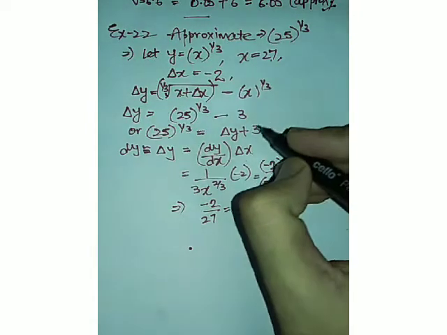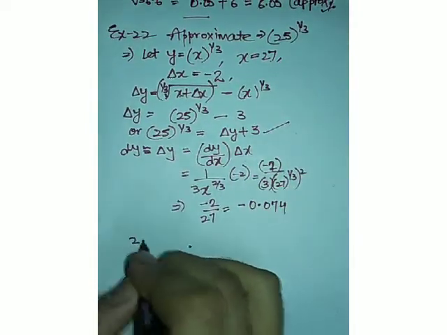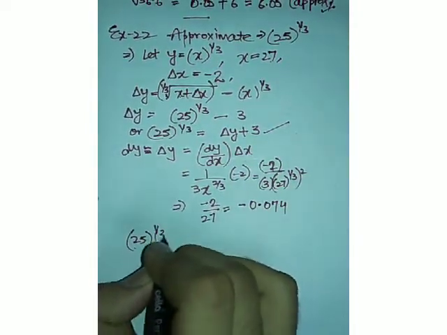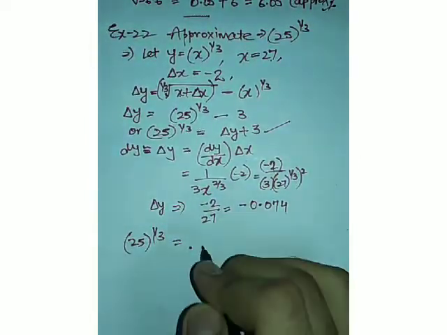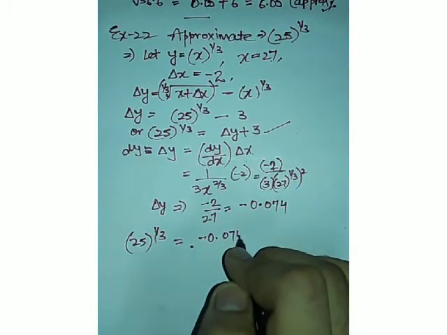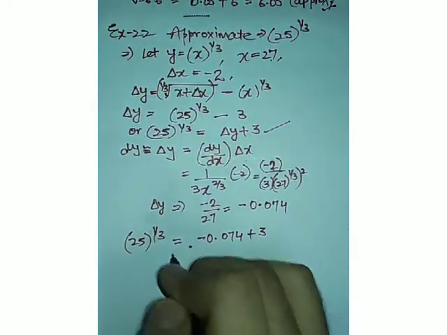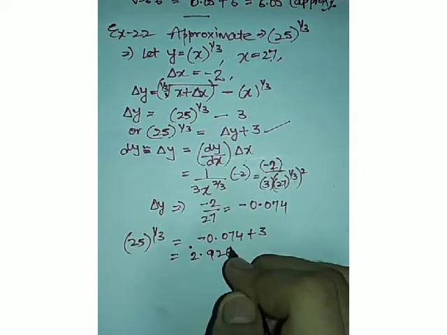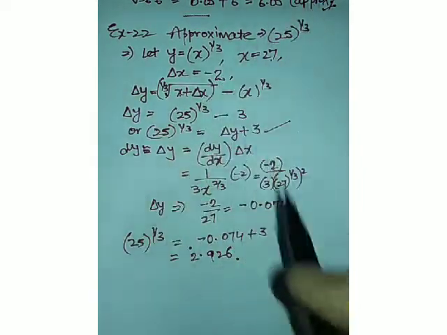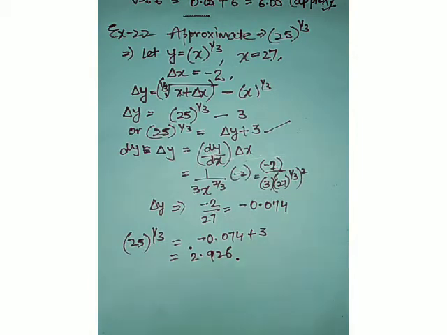Now substitute it here. What will we get? 25 raised to power 1 by 3 is equal to delta y plus 3. What is our delta y? This. It means minus 0.074 plus 3. And in the answer you will get 2.926, which is the approximate value of cube root of 25. This is how you have to solve the sums including cube root. Let's move to the next one.